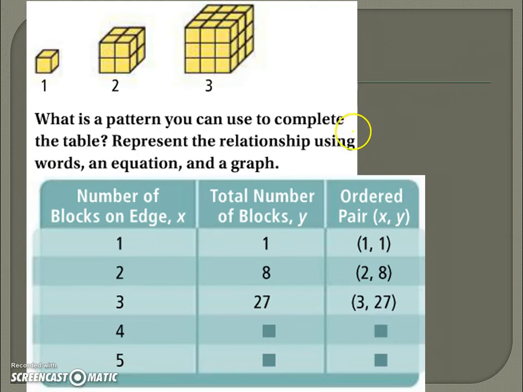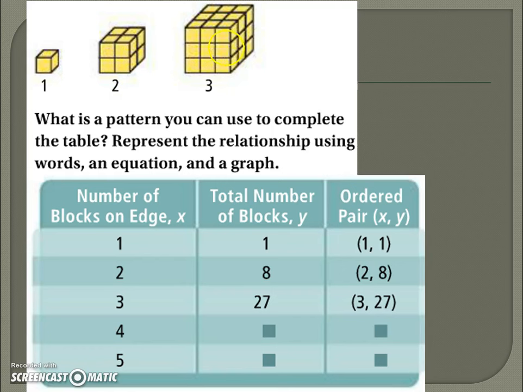It says, what is the pattern? You can complete the table, and represent the relationship using words, an equation, and a graph. Well, I kind of just got to it a little bit. You notice here that this is going to be 1 times 1 times 1. This is 2 times 2 times 2.